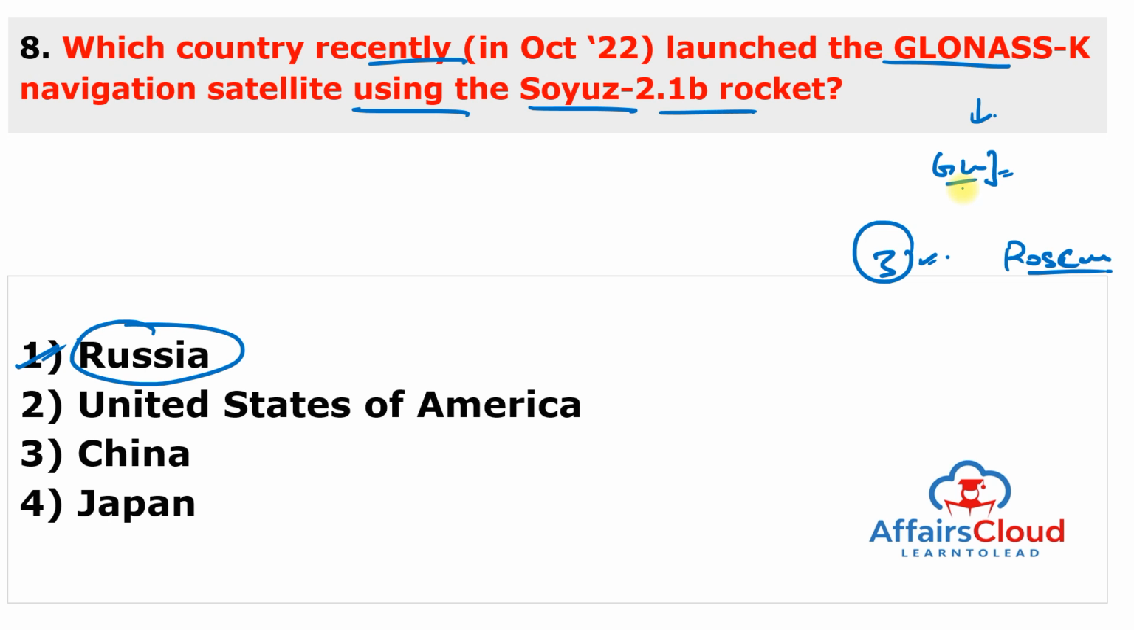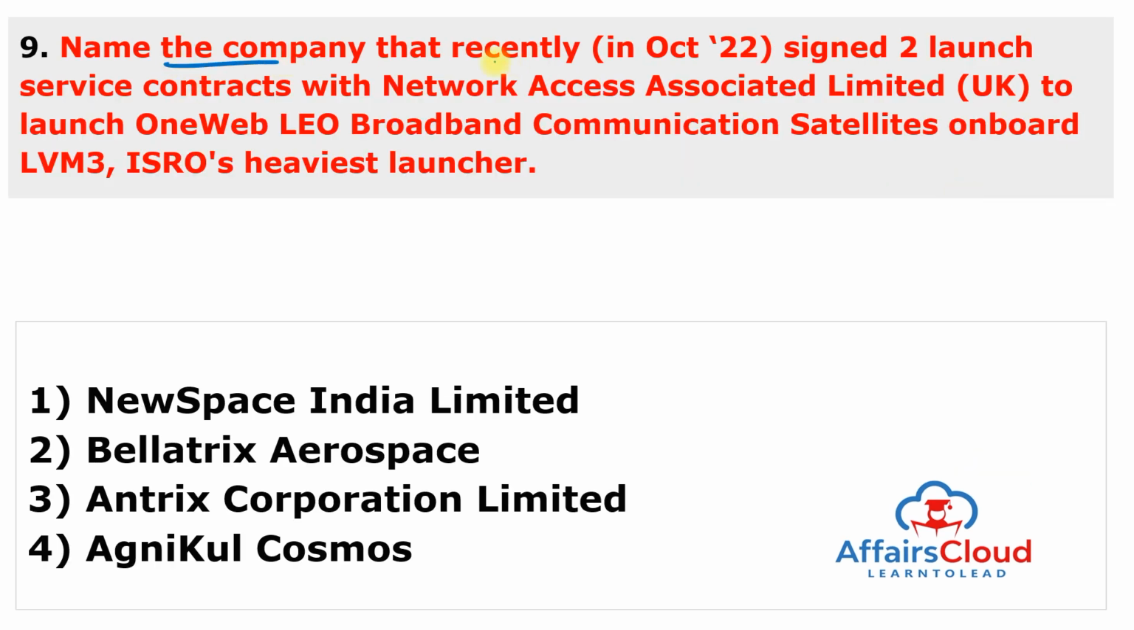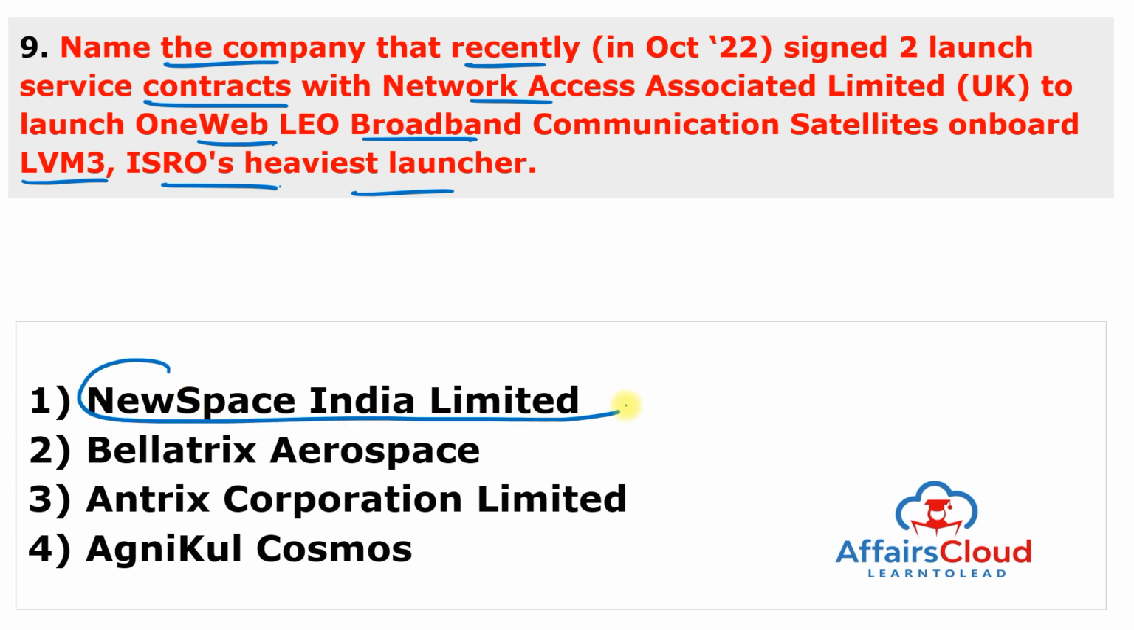Moving to the next question. Name the company that recently signed 2 launch service contracts with the Network Access Associated Limited of the UK to launch OneWeb low Earth orbit broadband communication satellites on board LVM-3, which is ISRO's heaviest launcher. And this company is New Space India Limited. So the answer to this question is 1.